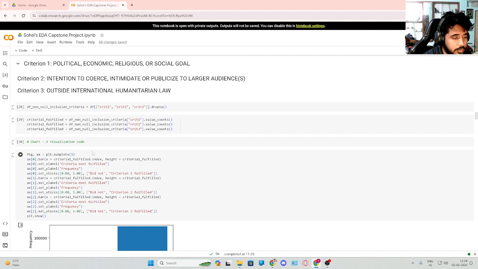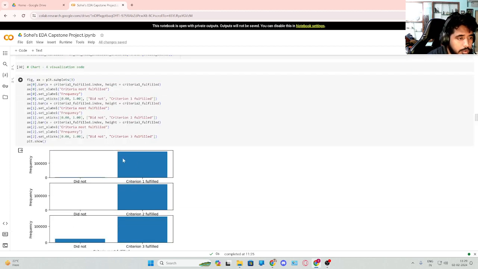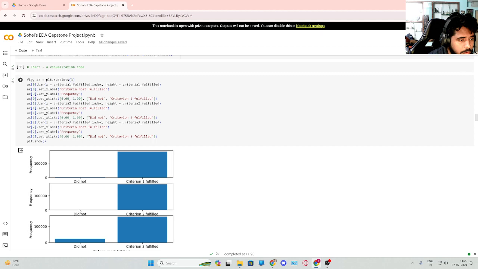Then we are checking the criteria under which terrorism is occurring. Criterion 1 is political, economic, religious or social. Criterion 2 is intention to coerce, intimidate or publicize to large audiences. Criterion 3 is outside international humanitarian law. So we can see that mostly criterion 1 is fulfilled in this bar plot, and for a few, criterion 3 is not fulfilled.